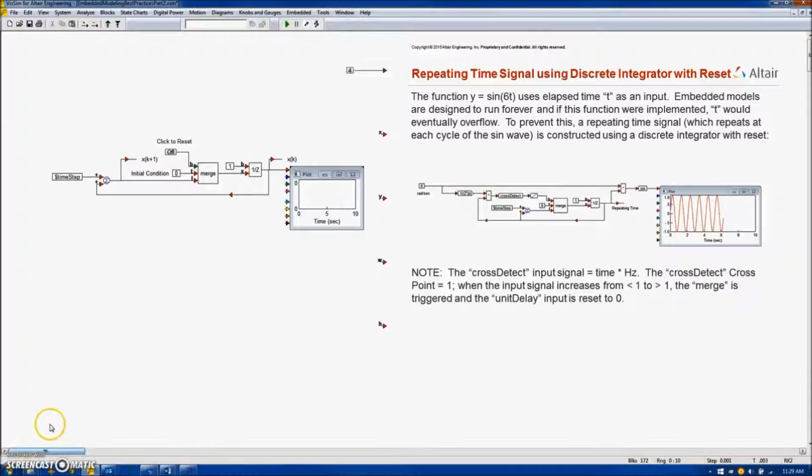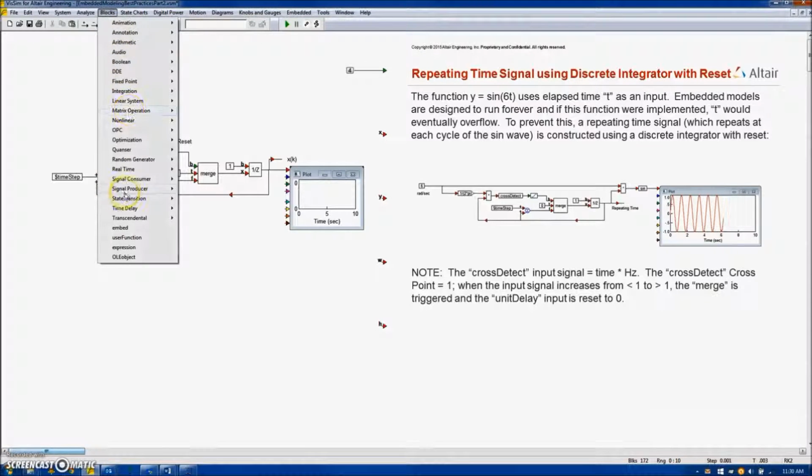The function y equals sine of 6t uses elapsed time as an input. Embedded models are designed to run forever, and if this function were implemented using t, it would eventually overflow. To prevent this, a repeating time signal, which repeats itself each cycle of the sine wave, is constructed using a discrete integrator with reset. The input to this model will be a frequency in radians per second.